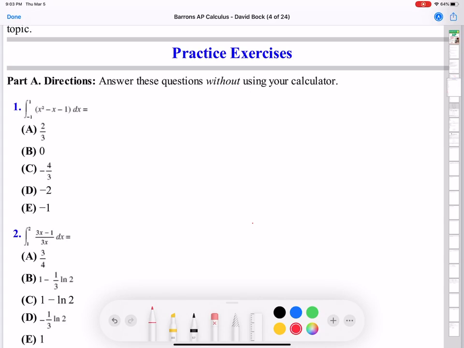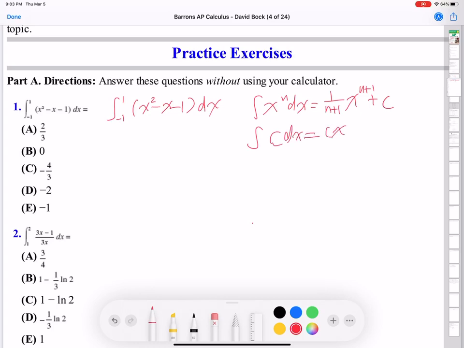Let's just start. Number 1, integral from -1 to 1 of x squared minus x minus 1 dx. You know the power rule, right? The integral of x to the nth power dx, what was the formula? 1 over n plus 1 times x to the n plus 1 power plus c. Any number's integral was what? That is kind of cx plus c, right? So we're going to use this.